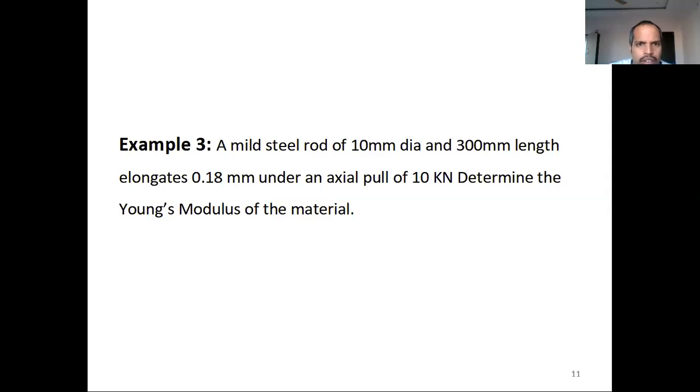So a mild steel rod of 10 mm diameter means you can calculate the area. Length is given as 300 mm, so this is nothing but L. Diameter is given, so area can be calculated. For a circular section it is pi by 4 d square. Elongates 0.18 mm is nothing but delta L. The axial pull is nothing but P. Determine the Young's modulus of the material.